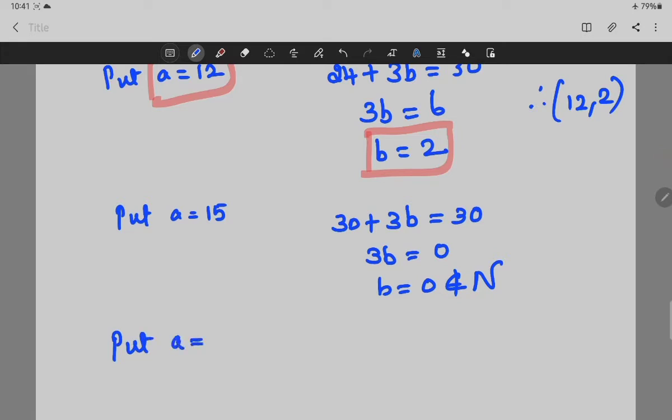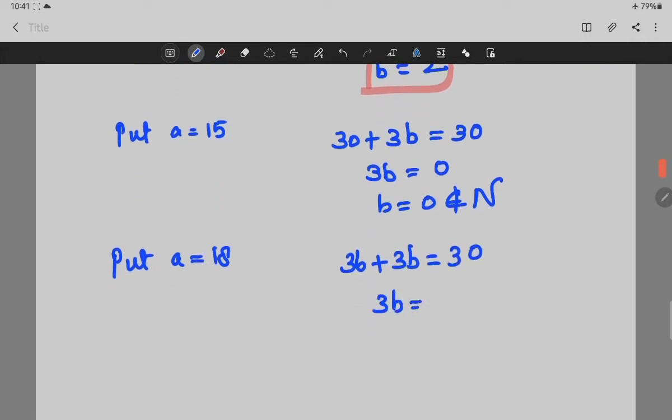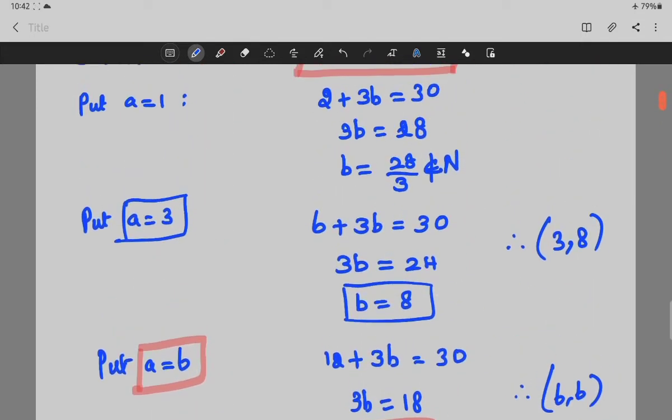So, put A is equal to 18. When you substitute in the condition, the first term is 2A, so 18 into 2, 36. 36 plus 3B is equal to 30. So, 3B is equal to what? 30 minus 36, so 3B is equal to minus 6. B is equal to minus 2. Minus 2 is not a natural number. If you substitute the next values of A, B will be a negative number, which is not a natural number. So therefore, what are the ordered pairs we are getting?